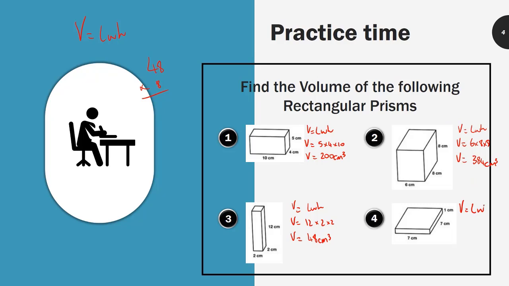That's why I'm being able to do the calculation so quickly. Next, here we've got length times width times height. So volume equals 7 times 7 times 1. 7 times 7 is 49, and 49 times 1 is 49. So that means I've got 49 centimeters cubed, and they are the answers, guys.